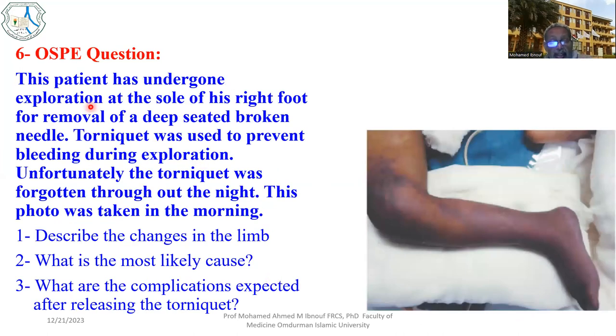Now, another question. This patient has undergone exploration at the sole of the right foot for removal of a deep-seated broken needle. The tourniquet was used to prevent bleeding during exploration of the foot. However, it was forgotten and it was not removed the whole night. This photo was taken in the morning. Describe the changes in the limb, what is the most likely cause, and what are the complications expected after releasing the tourniquet.